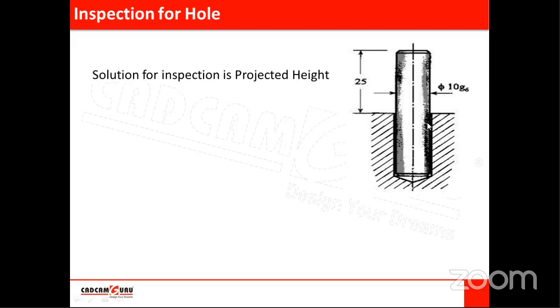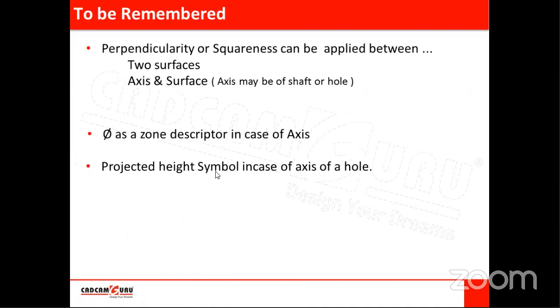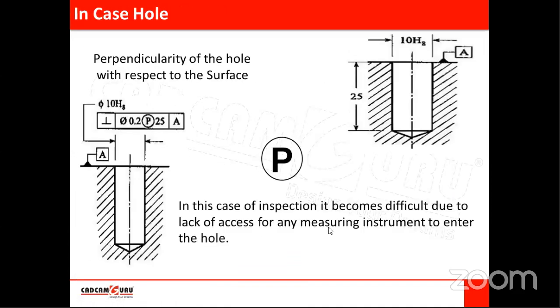But if you are using such pins, or if it is a recommendation from the designer that while checking, while inspecting this, use this pin of 25 projecting outside the hole, so it is mentioned in a feature control frame. Okay. So after the maximum permissible deviation, there will be a P symbol, and this is the length projecting out, right? So this is the projected tolerance zone.